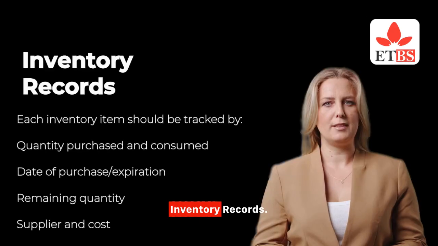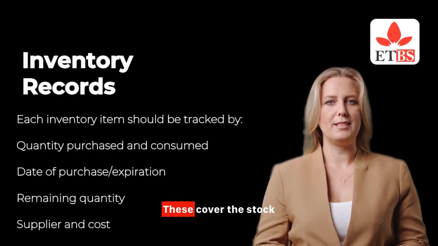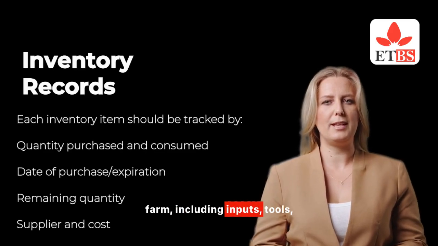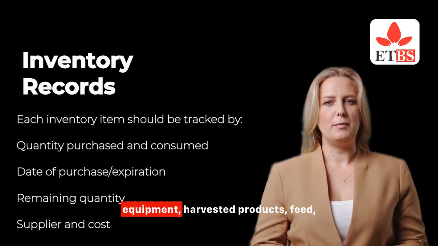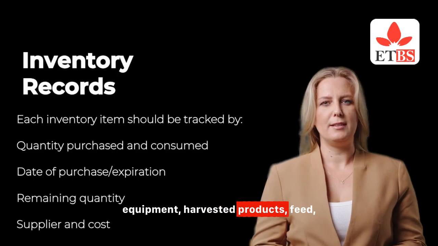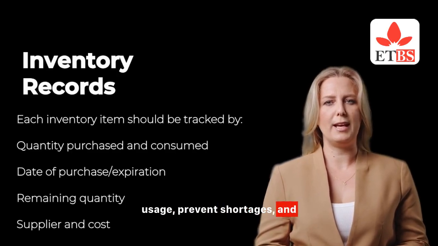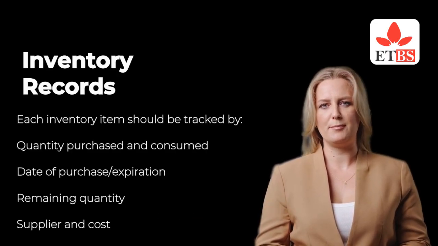Example: a poultry farmer logs the daily egg production per bird, noting fluctuations and associating them with weather, feeding, or health patterns. Inventory records. These cover the stock of all items owned or used on the farm, including inputs, tools, equipment, harvested products, feed, and even fuel. Inventory records help track usage, prevent shortages, and detect theft or wastage.